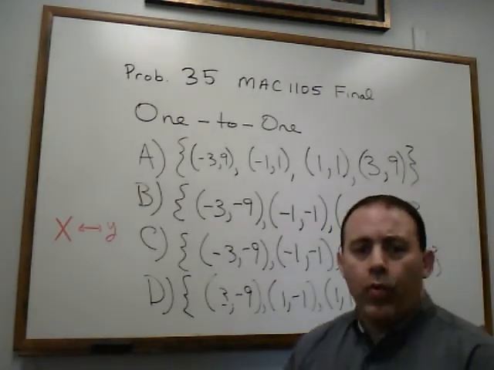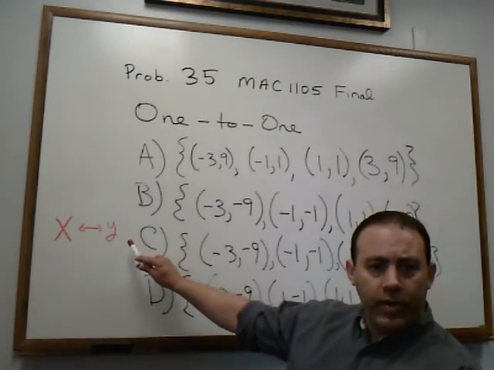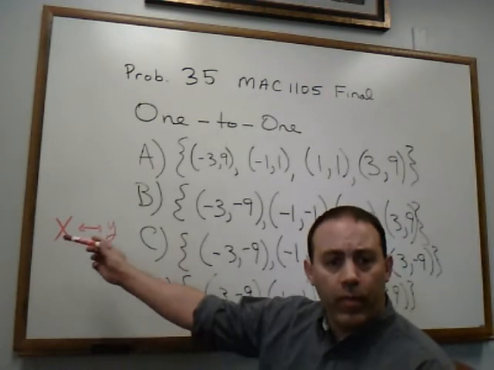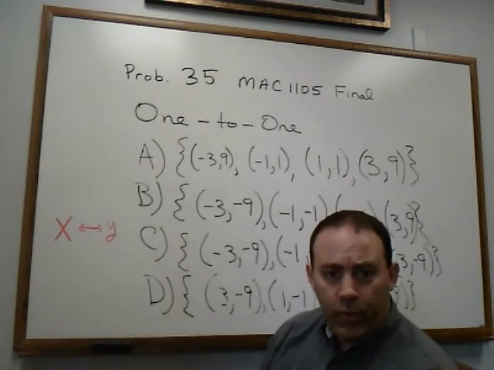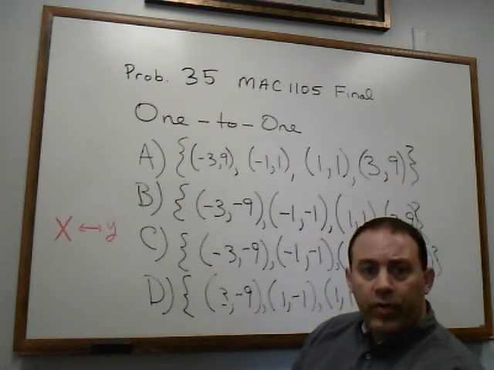If you remember what one-to-one means, each x input always gives the same y output, but each y output always represents only a single x input. So what we're looking for is a relationship between the x and y values in these ordered pairs.